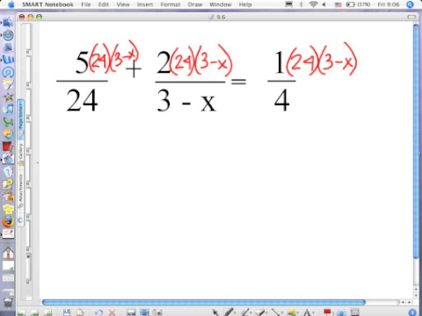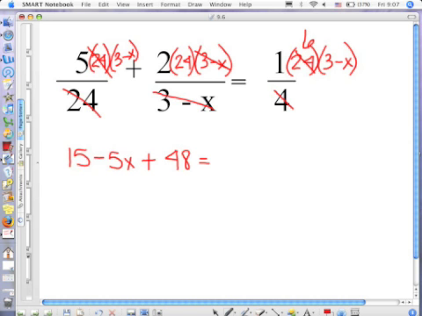And then I look at each individual fraction and I reduce it. What happens in the first term? 24s cancel out. So I'm distributing 5 to 3 minus x. What about the second fraction? 3 minus x cancels. So all I have is plus 2 times 24. Okay, on the other side of the equal sign, how can that fraction be reduced? 4 goes into 24 6 times.